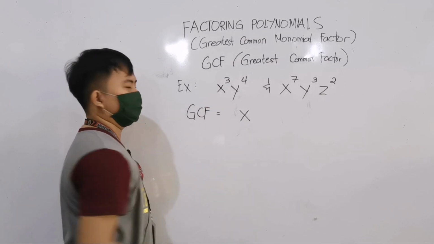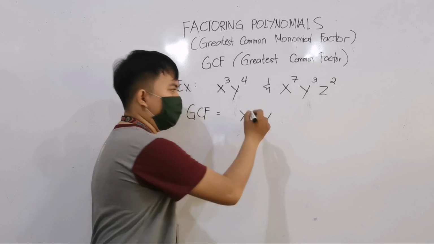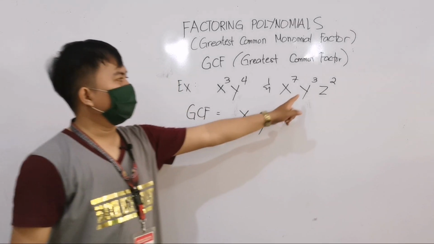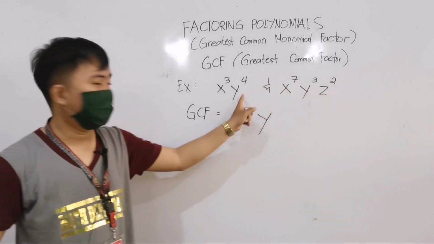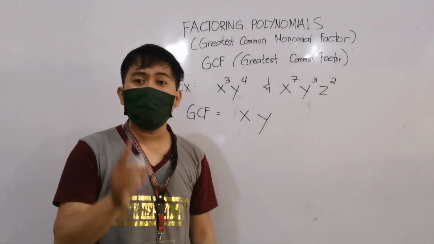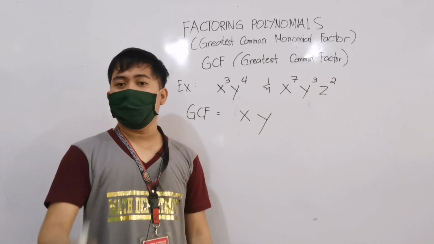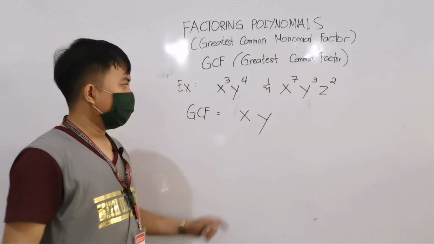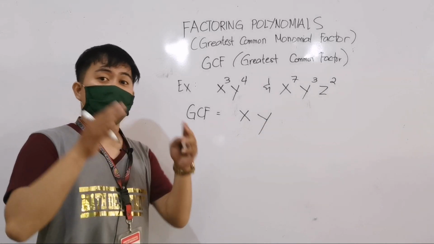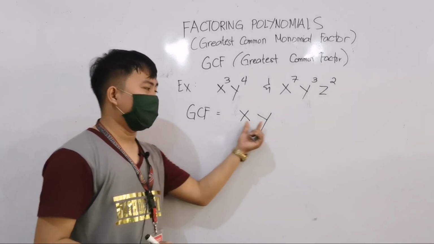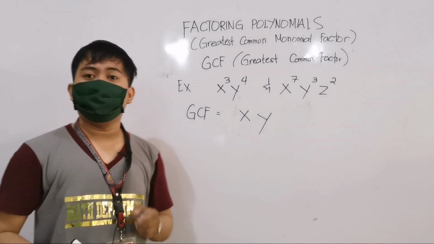GCF is equal to x is common and y is also common. Pero dito, sa second polynomial, may z po siya na wala po sa first. Ibig sabihin, z is not a common variable. Okay, pero hindi pa po tayo tapos dito, dahil may exponent pa po tayong ilalagay sa bawat variable. Ang tanong, ano yung kukunin nating exponent?